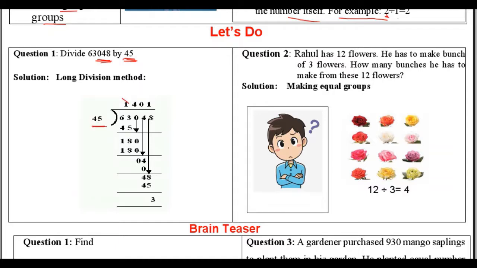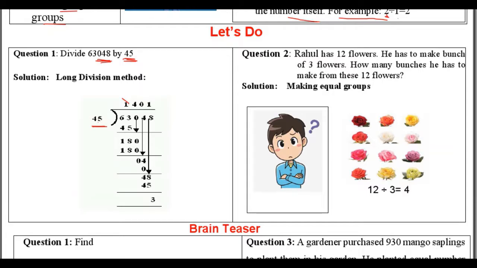Now see here. First you take 2 digits, because this number 45 has 2 digits, so you will take 2 digits. Now see here, what you see is 63. How many times will 45 go into 63? The number should come in the table of 45, and it should not be more than 63, otherwise it will be wrong. It can be smaller than 63. So as you know, 45 into 1 is how much? Yes, it is 45.